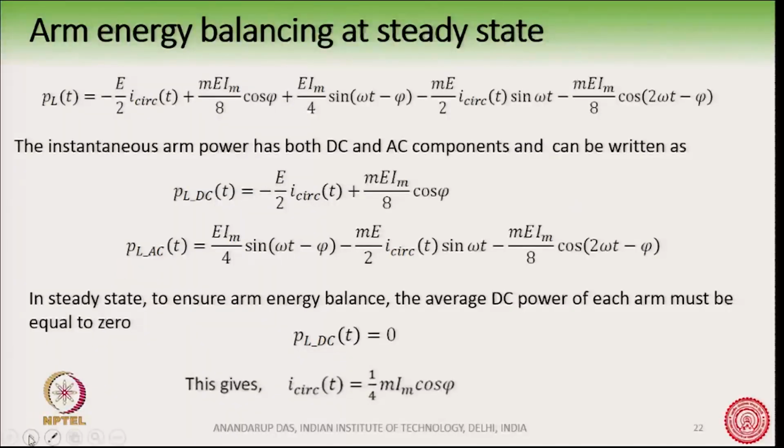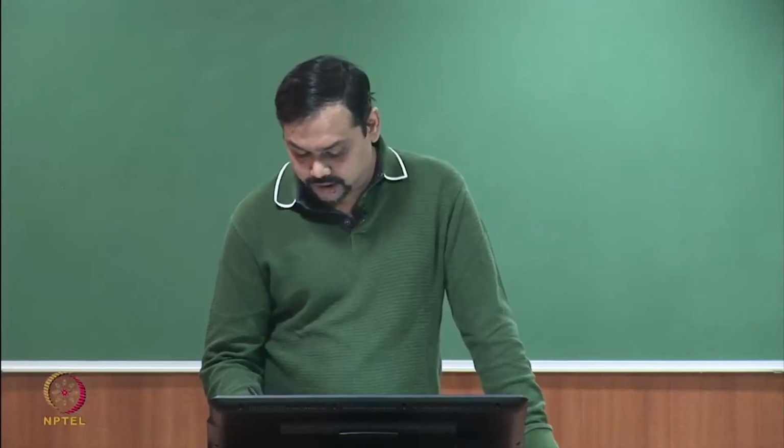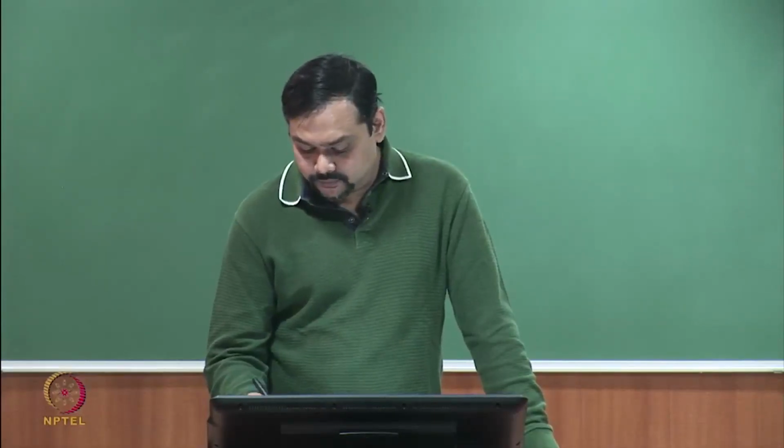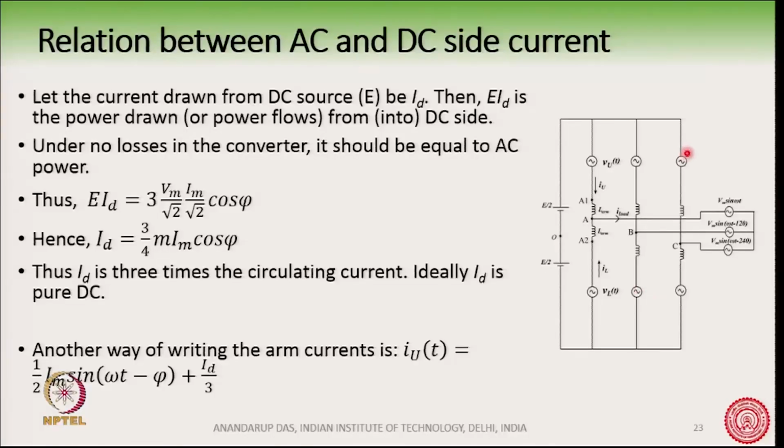I want to just highlight the sum of the DC components. This is the DC component of the circulating current. There is one current flowing through the A phase, one through the B phase and one through the C phase. The sum of these 3 DC currents is the current which is drawn from the DC bus. Suppose this current we denote by I_D.